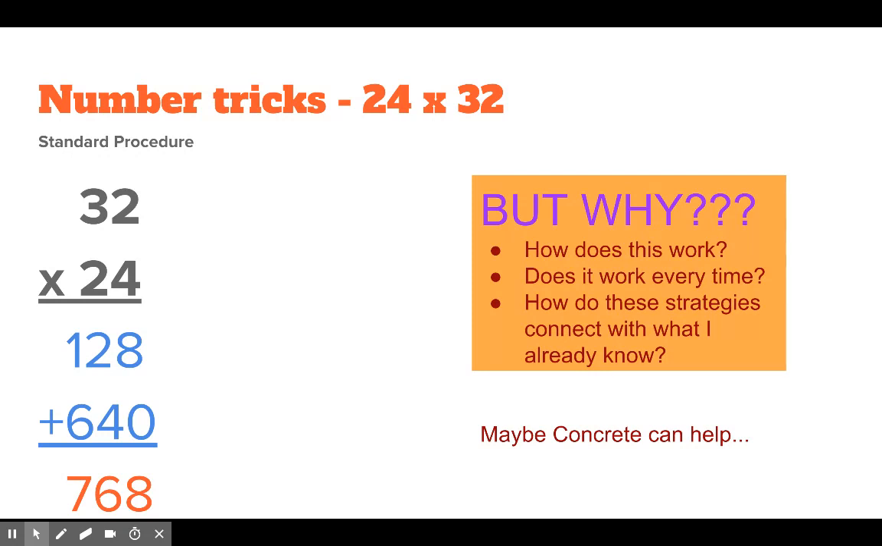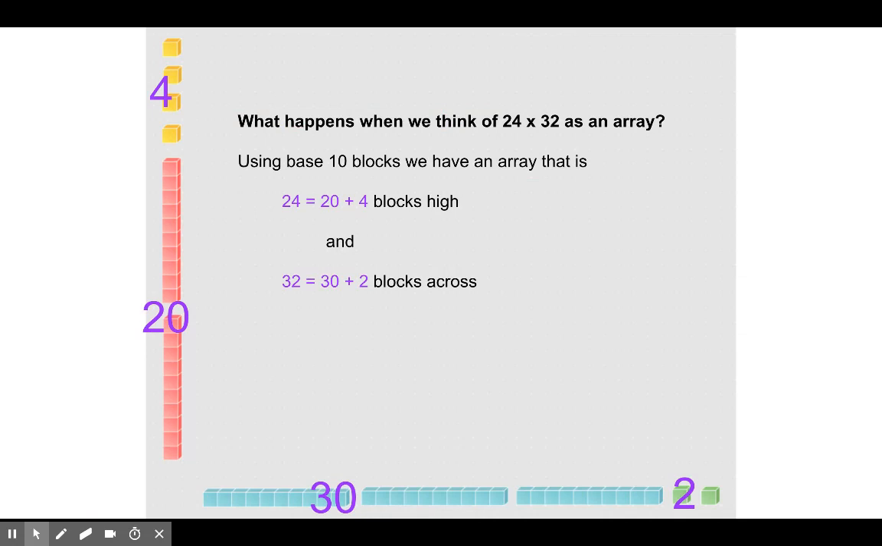Well, maybe a concrete example might help. So let's pull out our base 10 blocks. So what I'm going to do when I'm doing multiplication of these big numbers is really I'm just going to think of them as an array, because the array model or area model really is a very concrete way of looking at these numbers. So I'm going to build an array that's 24 units high and an array that's 32 units long.